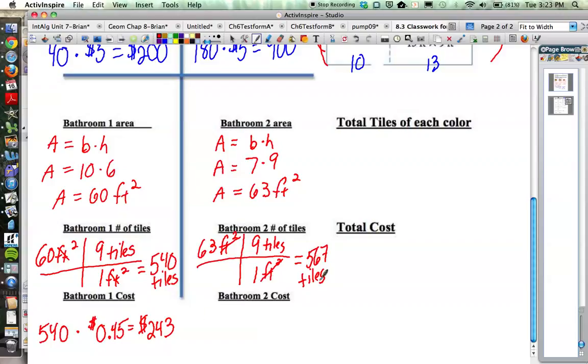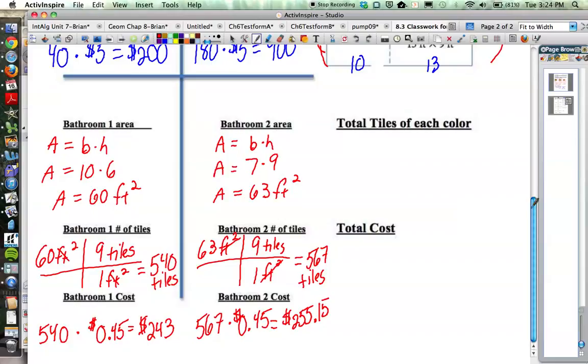And how much money is in that? 567 times 45 cents. This time, we have a little bit of a decimal here. We've got $255.15. All right, you guys. So now we can start putting all this together and getting our final answer.